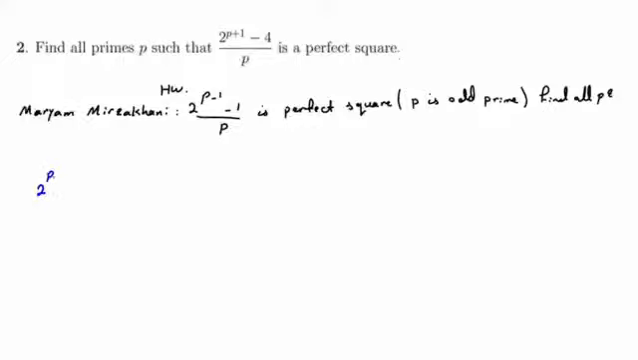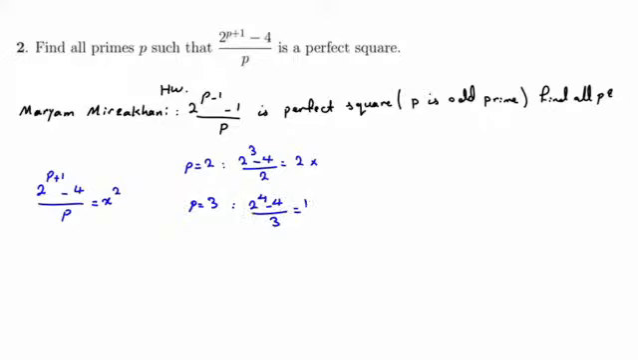It says (2^(p+1) - 4)/p is a perfect square, so it is x squared. At first, let's check some small prime numbers. For example, if p is 2, it's (2^3 - 4)/2, which is (8 - 4)/2, which is 2. It's not a perfect square. If we check, for example, p = 3, then (2^4 - 4)/3 is (16 - 4)/3, 12/3 is 4. It's a perfect square. So one good prime is p = 3.